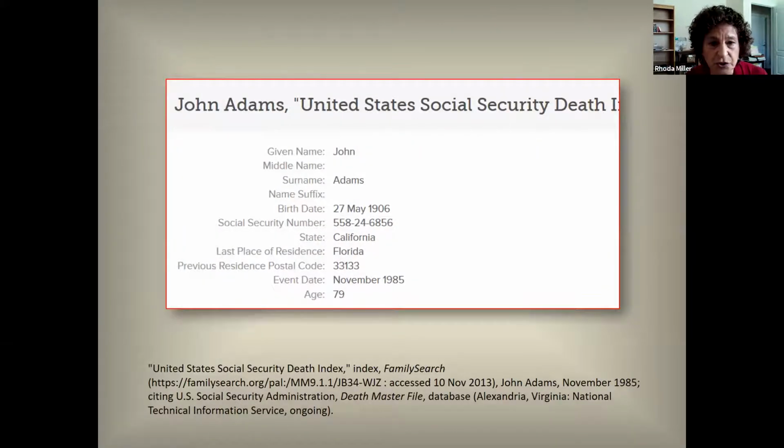I went to the Social Security Death Index and I found a John Adams with the same birth date. Now I've picked up a Social Security number and I found a death date in 1985. So I'm getting closer to answering her question of where he died. It said last place of residence was in Florida with a zip code. So that narrows down the state of Florida. And I'm getting closer to finding out where he died and is buried.